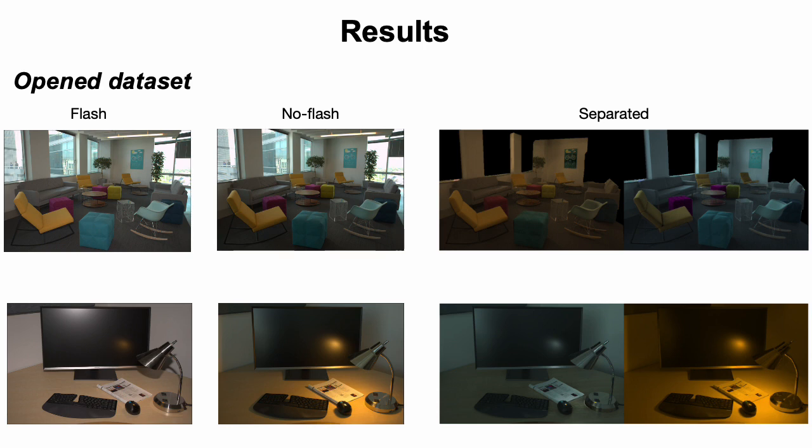Now going on to the results, first we evaluate the performance of the re-implemented methods on the open datasets with two illuminations. We intentionally selected scenes that were not presented in the original paper. The authors' methods successfully separated the image into two components, each lit by a single light source.